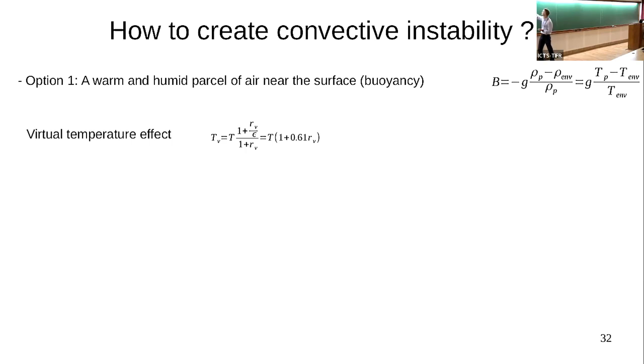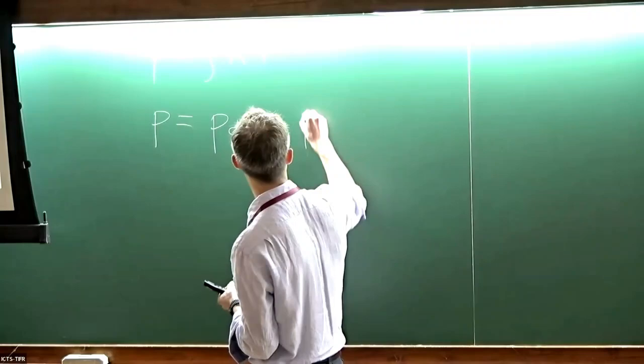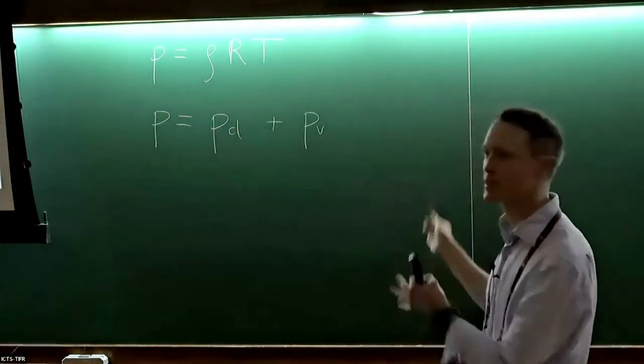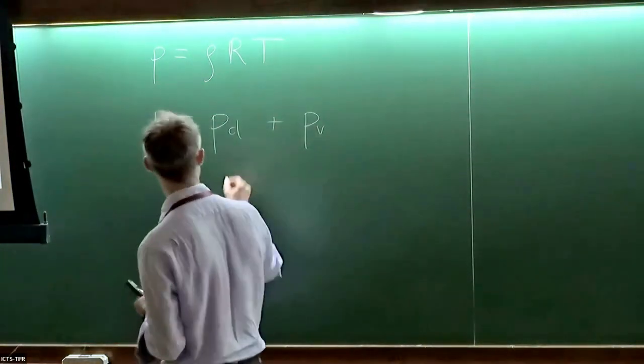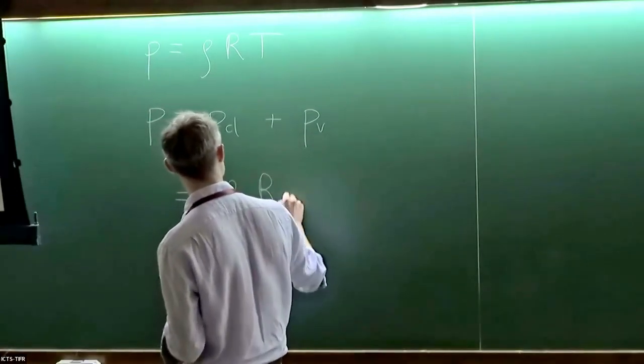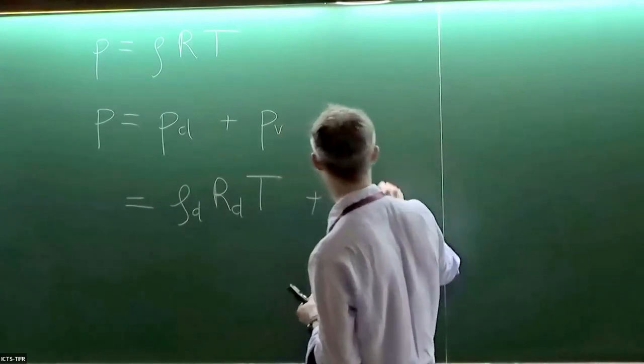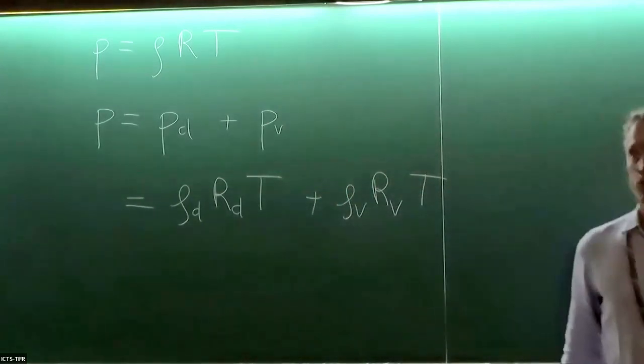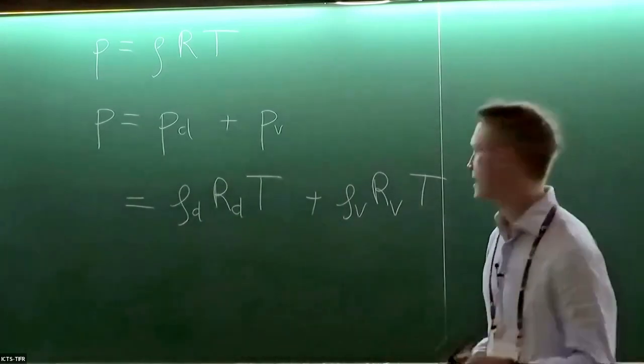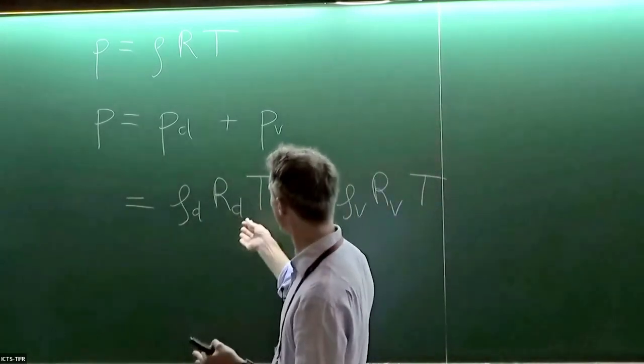I think we have to remember the ideal gas law. P is rho RT. And we have to say that, okay, the actual pressure in the air is the partial pressure of dry air, whatever that means, N2 plus O2, plus the partial pressure of water vapor. You can just sum them up. That's beautiful. And then you can use the ideal gas law here. You have the rho dry, the gas constant for dry air, and the temperature. And you can write the rho of water vapor, the gas constant of water vapor, and then the temperature.